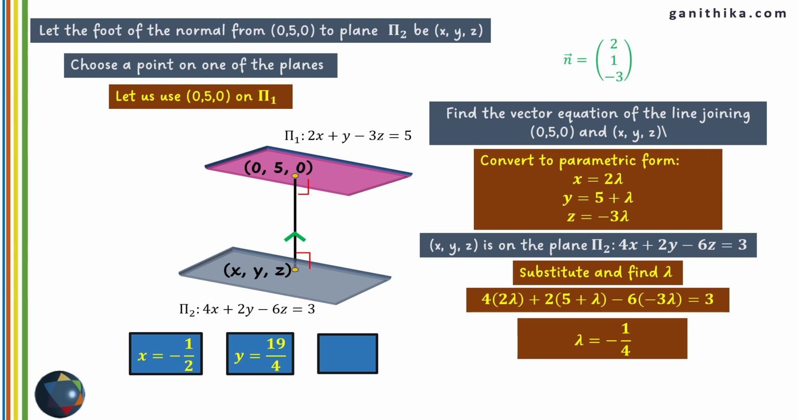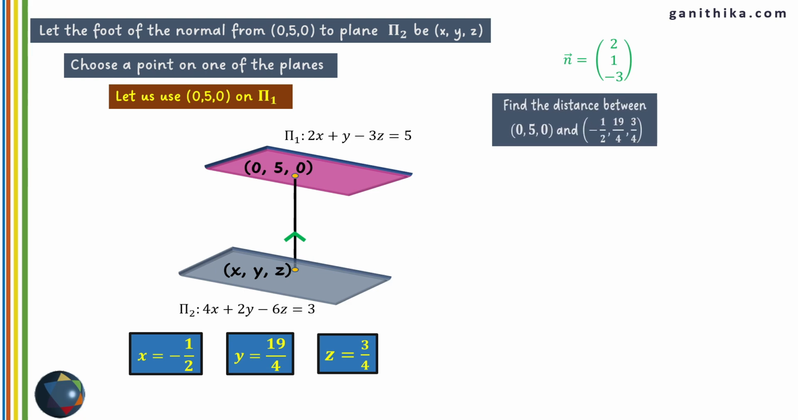So x is 2 lambda, therefore x will be equal to negative half when lambda is negative 1/4. And the same way y and z. So you can find the values of x, y, z from the parametric form that we just found. Okay, that's why the parametric form is helpful for us. So we got x, y, z, we got 0, 5, 0. What are we going to do? We have to find the distance between the 2 points, isn't it?